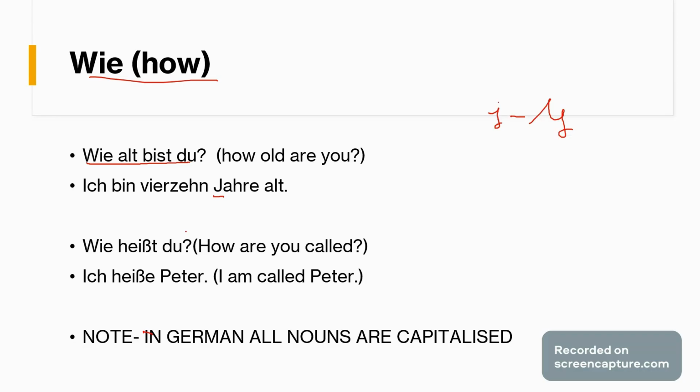Okay, next. "Wie heißt du?" Which is, how are you called? "Ich heiße Peter." Okay, now see, you cannot answer with "Ich bin Peter" because in the question the wording goes "heißt". So it has to be "heiße".